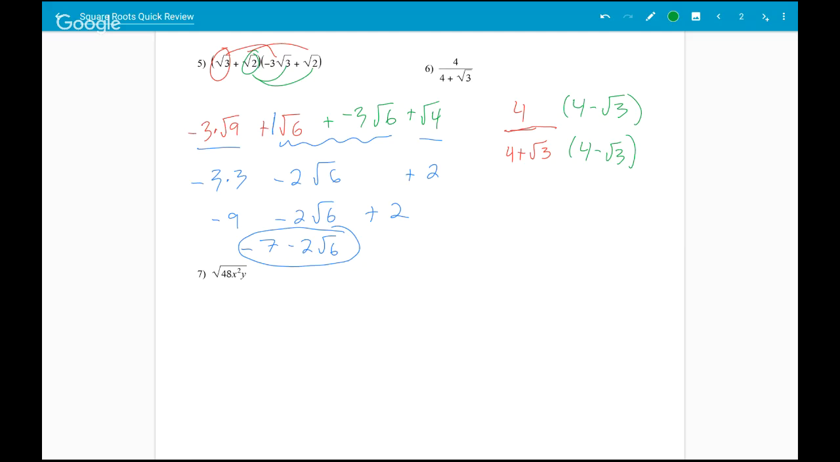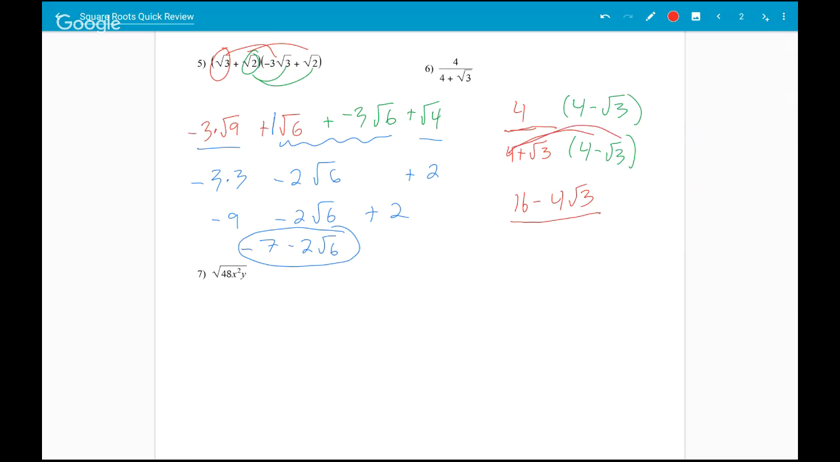On the top, I'm going to do the distributive property. So I get 16 minus 4 root 3. No, I can't multiply the 4 and the 3 together. On the bottom, you could shortcut it. And if you kind of know how you could shortcut that multiplication, feel free to do so. I wouldn't recommend it, though. I'm going to FOIL just like I did above.